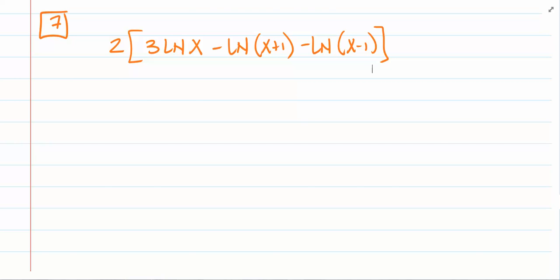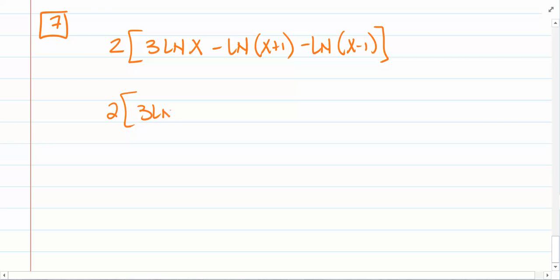So this says 2 times 3 natural log x minus natural log x plus 1 minus natural log x minus 1. So there are 2 subtraction signs. So the question is, how do we rewrite that as a division, right? So the trick is to make the last 2 expressions factor out a negative sign. So here's what I mean by that. So here's the trick.